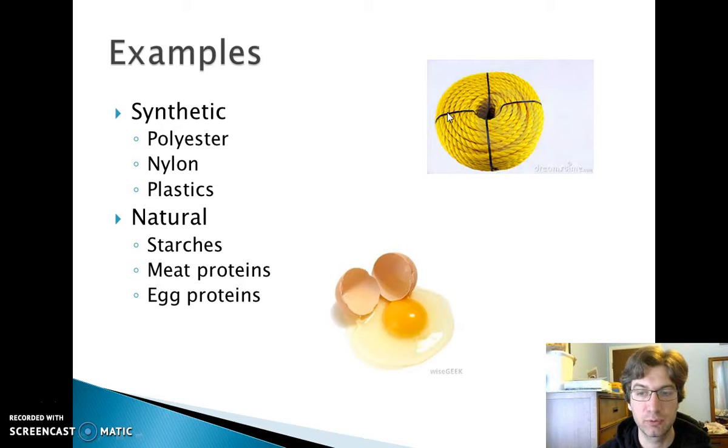We also have natural polymers. These are your starches. They are made up of smaller molecules of sugars that just keep repeating in the same pattern. So starches, we got that like potatoes. You also have meats and egg proteins as well.